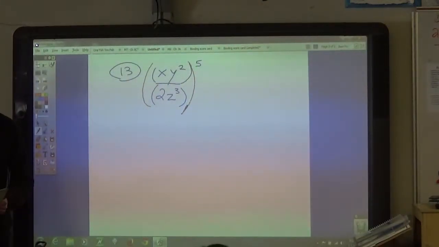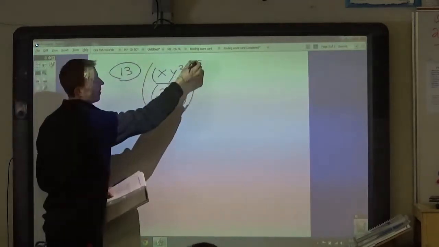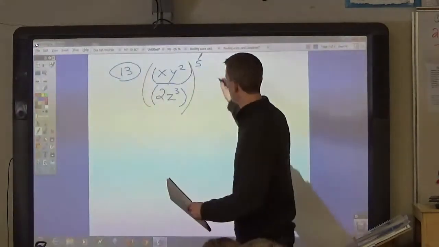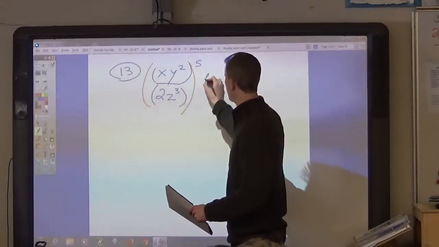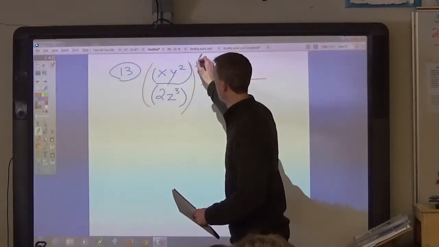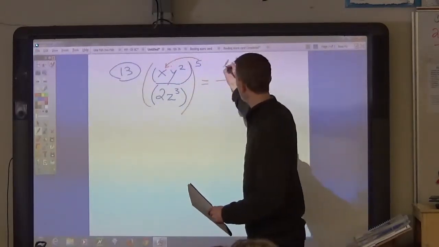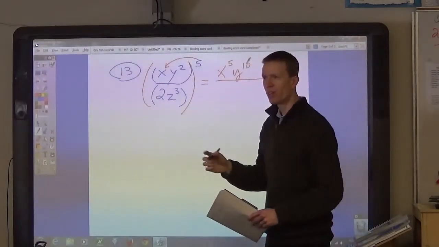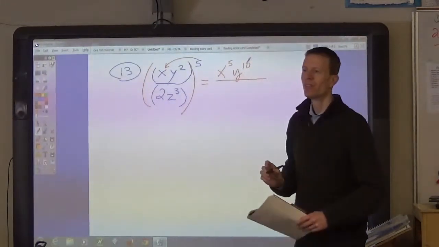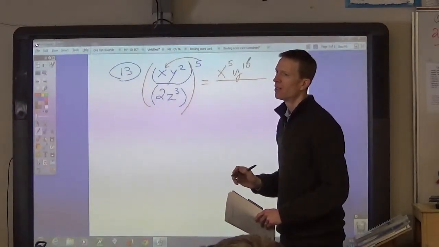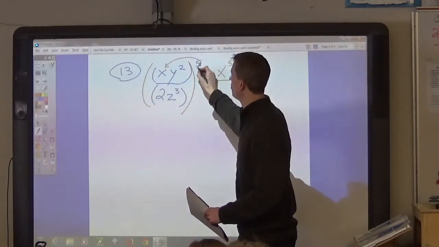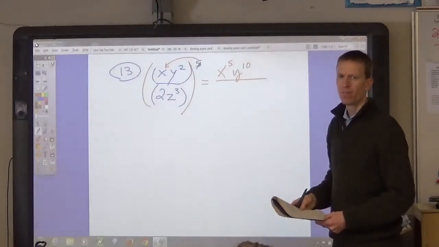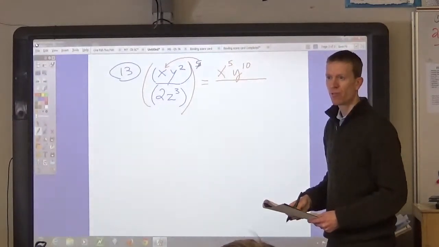Right? Now what? Now we apply this 5 to what? To x and y squared. So what would that be? X to the 5th, good. And then y to the 10th, yep. Over, keep going. 2 to the 5th. 2z to the 15th, right? Not 2z, because 2 has to be taken to the 5th, because that's 2 to the 1st.